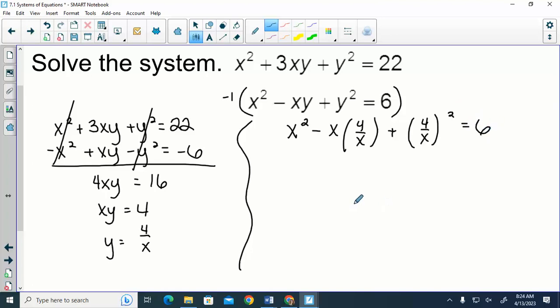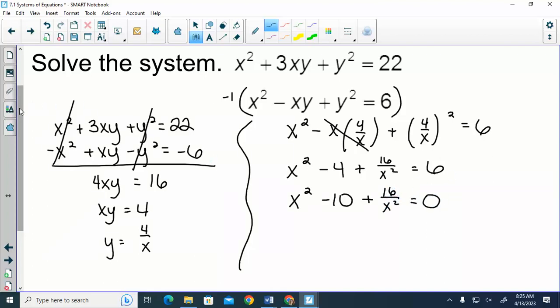Watch your math. So x times 4 over x, those would drop, so we have a -4, plus 4 squared is 16 over x squared. Not super pretty yet. Let's go ahead and bring over the 6 next. Or multiply by the x squared.